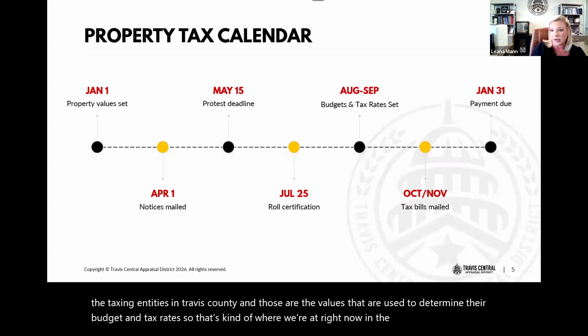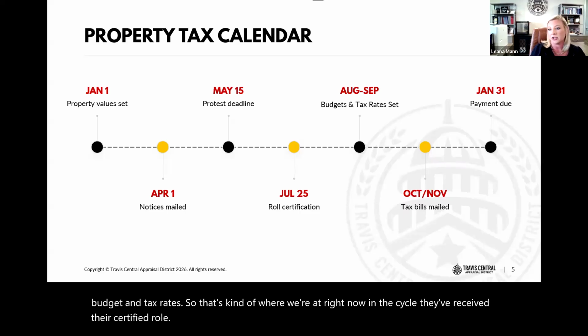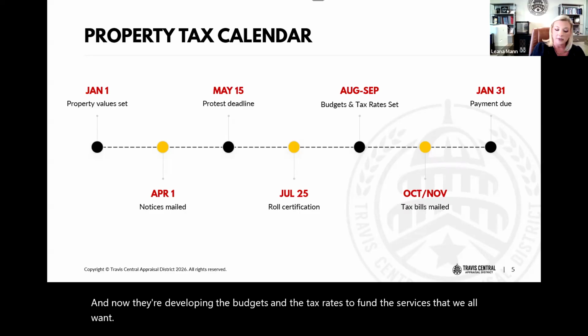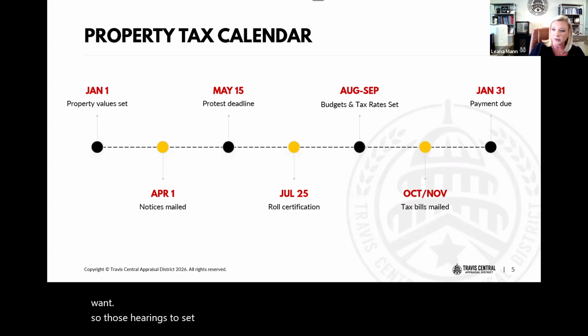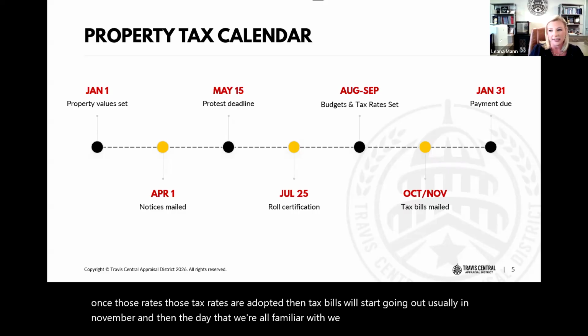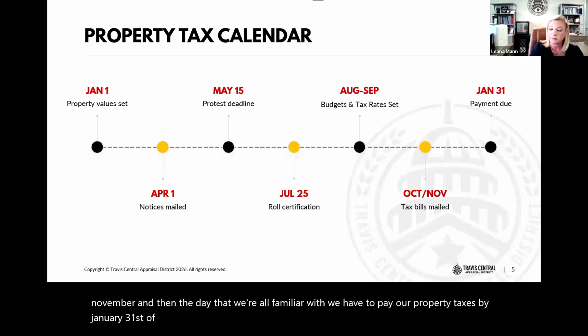They've received their certified roll, and now they're developing the budgets and the tax rates to fund the services that we all want. So those hearings to set the budget and tax rates for every taxing entity are held throughout August and September. Once those tax rates are adopted, then tax bills will start going out, usually in November. And then the day that we're all familiar with, we have to pay our property taxes by January 31st of the following year.